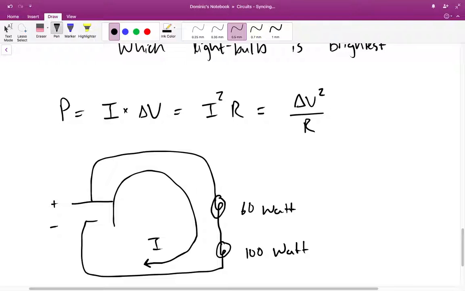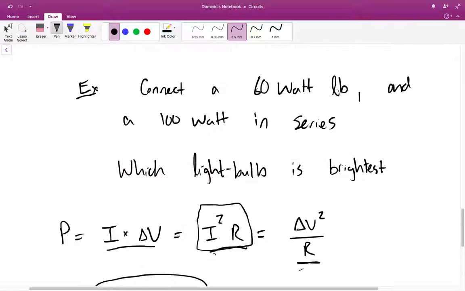If we tried to use I delta V, we could do that, but we don't know delta V of either resistor. We could use I squared R. Again, we don't know the resistance yet, and so this equation is not so useful right now. What we really need to do, I think, is look at this equation right here. Power is equal to I squared R, and we need to determine which one is going to have a larger resistance. The one with more resistance is going to have a higher amount of power. So which one has a higher resistance?